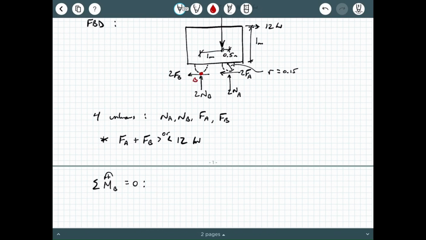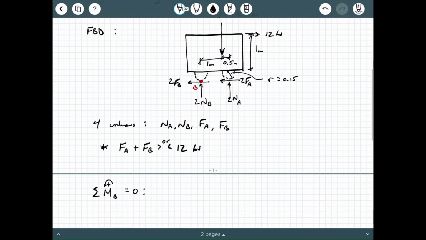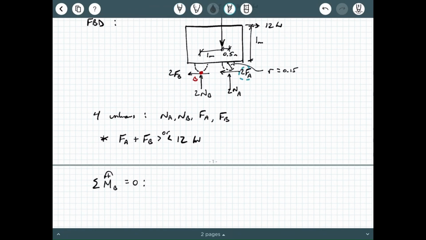So if we're taking the sum of the moments about this point right here, this is point B, then FB and NB do not come into play there. And so what can I solve for? Well, guess what? I can solve for NA directly. FA is not coming into play because FA is along the same line of action as point B, but I can solve for NA directly.